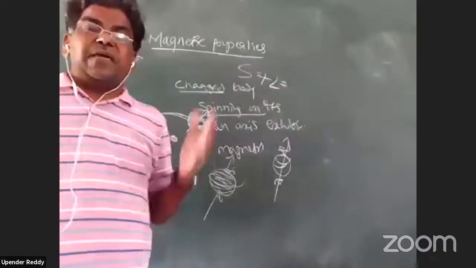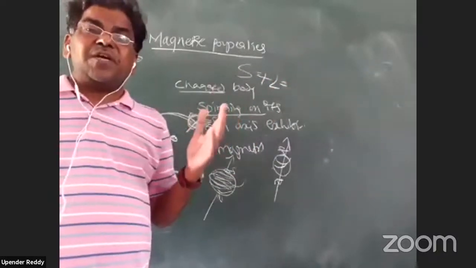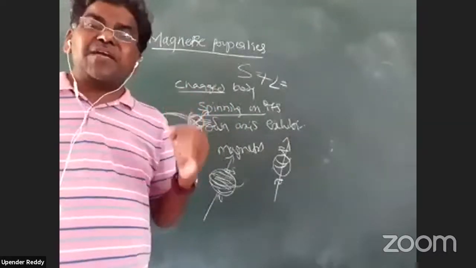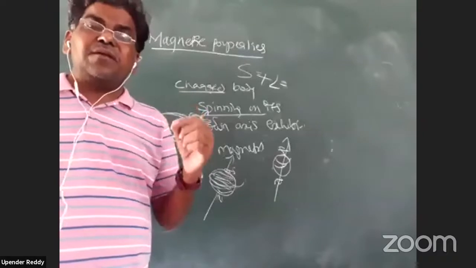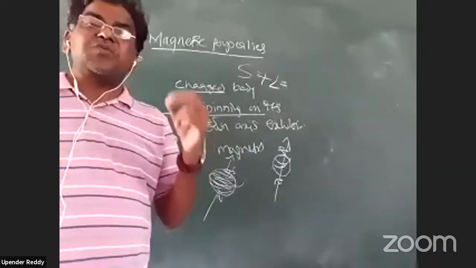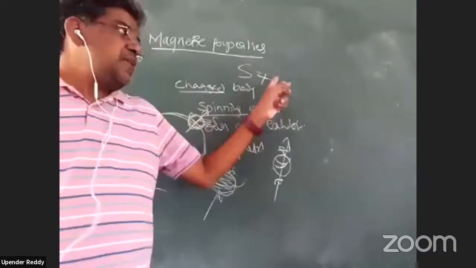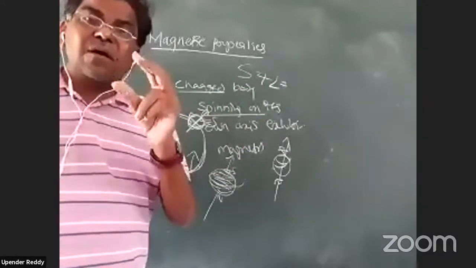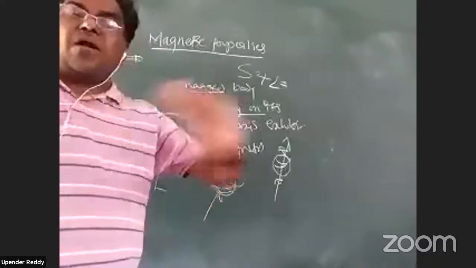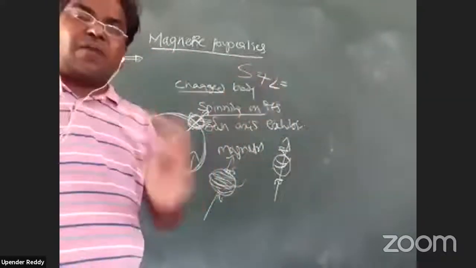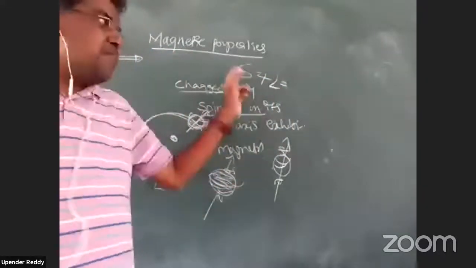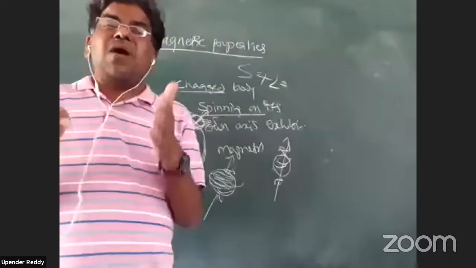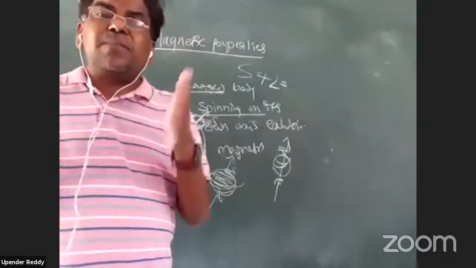Very important here. S is the angular momentum, that is magnetic moment, produced by the tiny magnetic element, the electron, due to spinning on its own axis. L is the orbital angular momentum produced due to the electron rotating around the nucleus in an orbit. The sum of these is called the total magnetic moment of that particular atom.